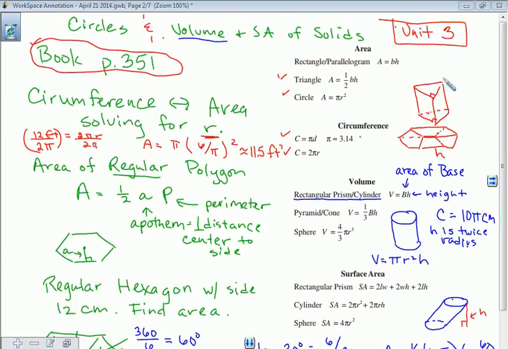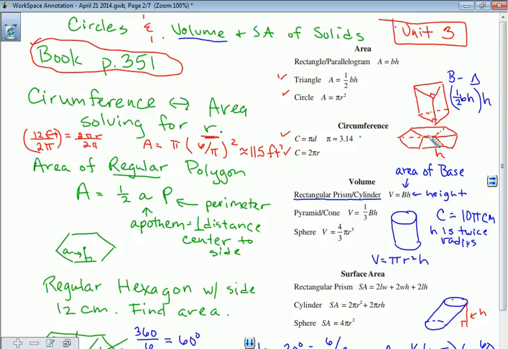Okay, so let's look at this one. What is the base? The area of that triangle. Okay, so the base on this one is a triangle. So we would have to do 1/2 the base of the triangle times the height of the triangle times the height of the prism. So we have two different heights. One's the height of the triangle, one's the height of the prism. Do we see the difference?